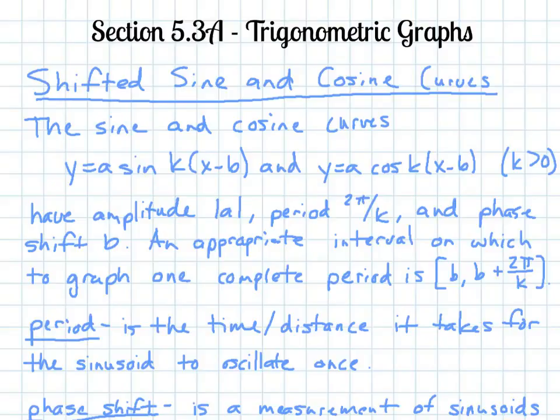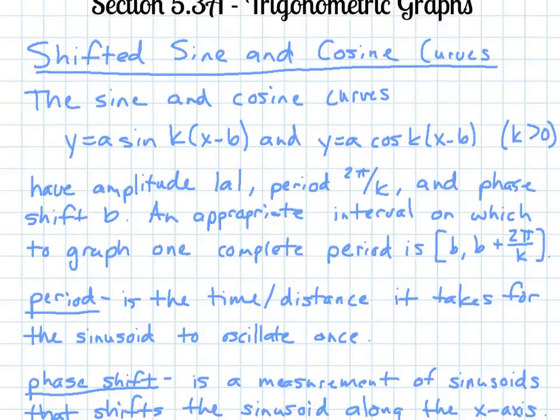Okay, today's section 5.3a, we'll be talking more about trigonometric graphs. Now here we're talking about shifted sine and cosine curves. So here we'll be talking about period and phase shift.